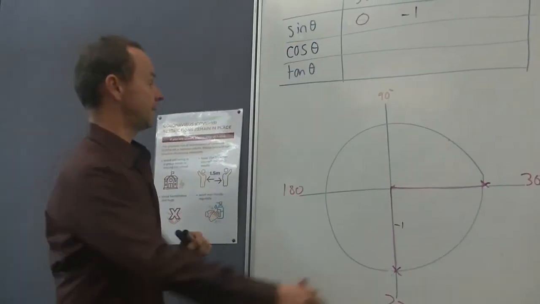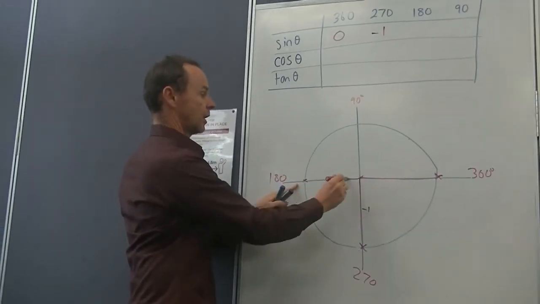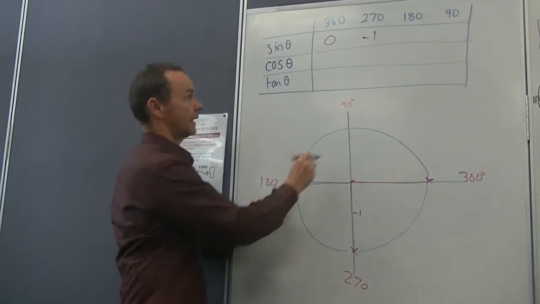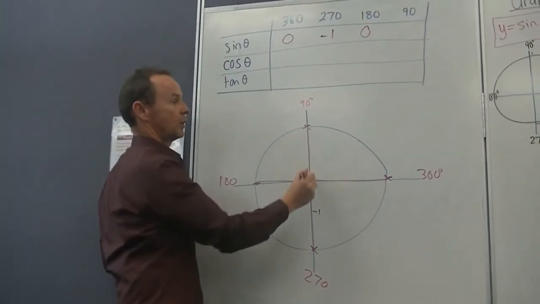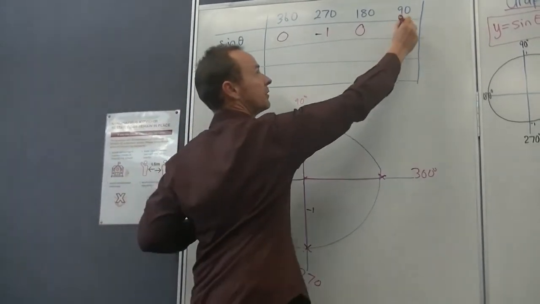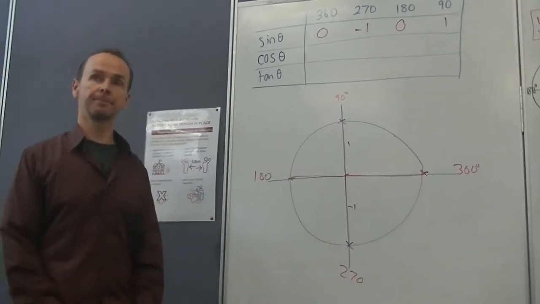Same with sine 180. If 180 is here, sine 180 goes there. The vertical height again is 0, and sine 90 is up there. The vertical height is 1, so it's positive 1. Is that okay, everyone? Excellent.